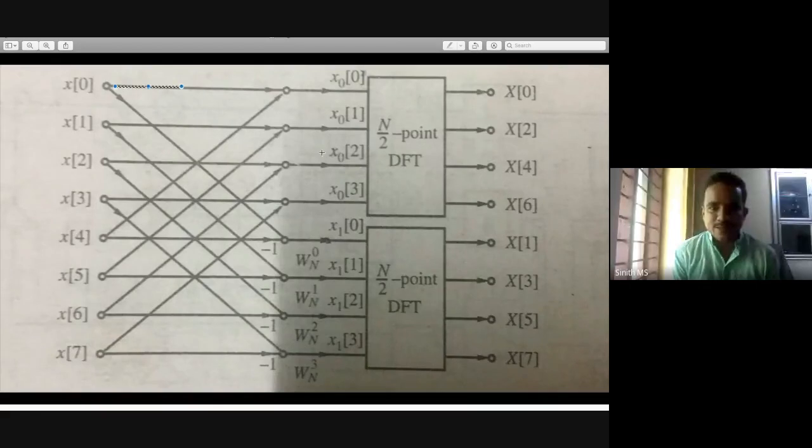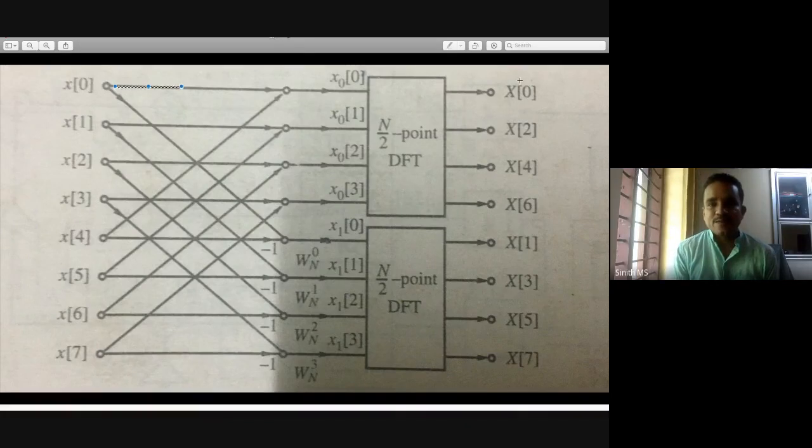So we already have this notation. Small x0 and small x1 are the DFTs. How have we taken it? In the case of DIT, decimation in time, you took x0 as the even terms, right? And x1 as the odd terms. So x00 will be the even terms of the even terms, and x01 will be the odd terms of the even terms. So like that, you get x00, x01, x02, etc.